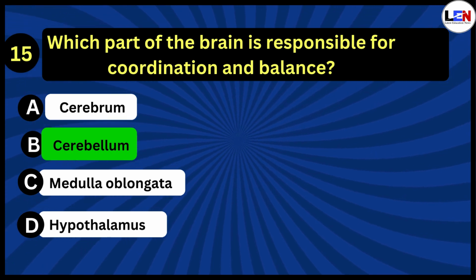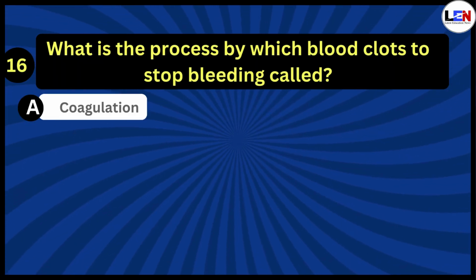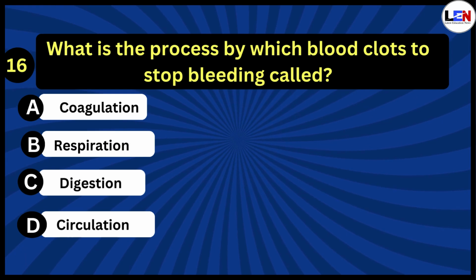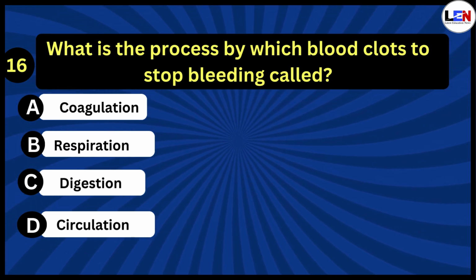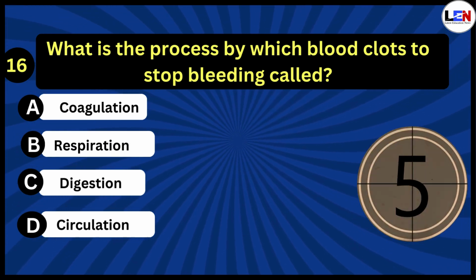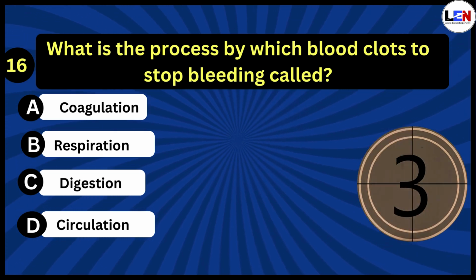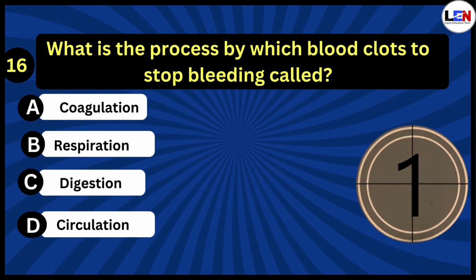Which part of the brain is responsible for coordination and balance? A. Cerebrum. B. Cerebellum. C. Medulla oblongata. D. Hypothalamus. The correct answer is option B. Cerebellum.